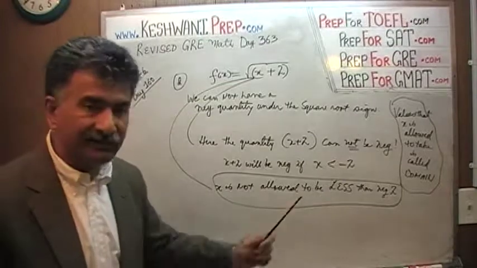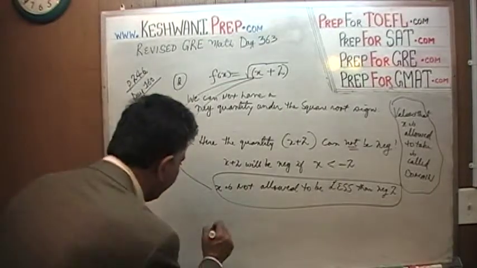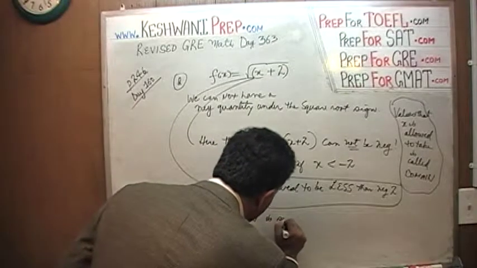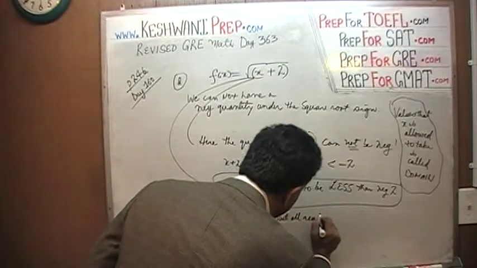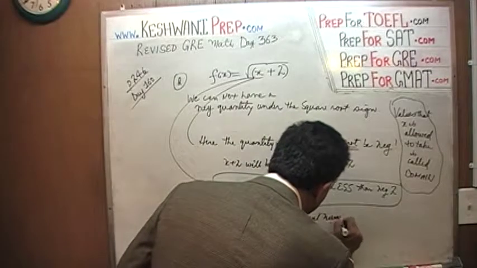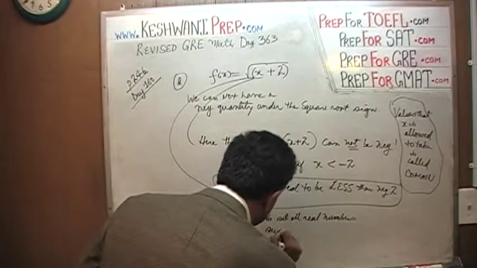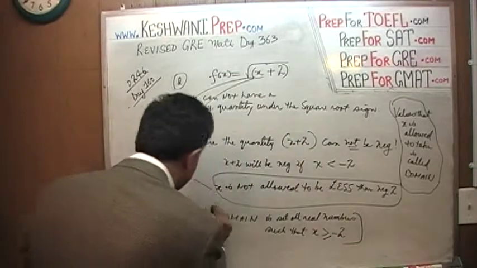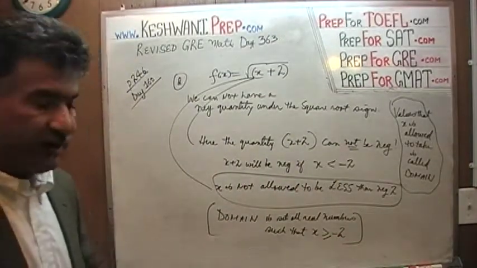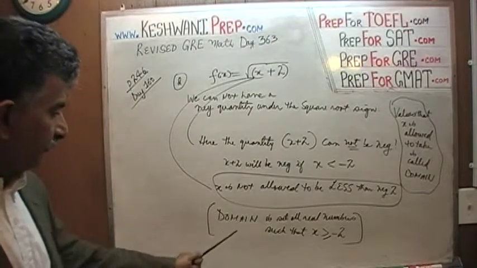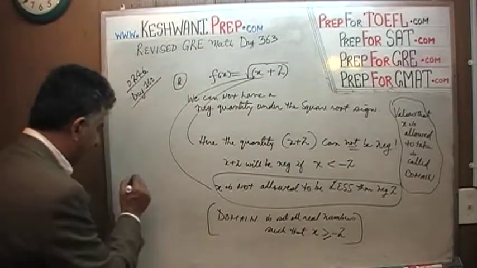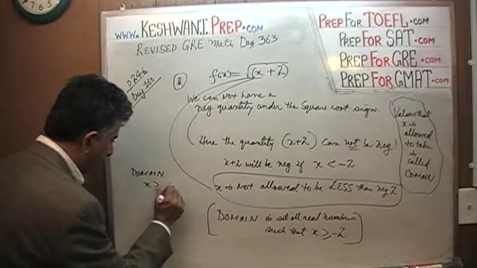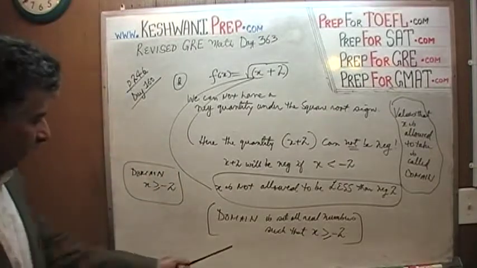Here, x is not allowed to be less than negative 2. In the language of mathematics, we simply say the domain is the set of all real numbers such that x is greater than or equal to negative 2. Even this part is a bit too verbose. Mathematicians do not like to be verbose. So in the mathematical textbook, they will simply say the domain is x greater than or equal to negative 2. This is all they will say here.